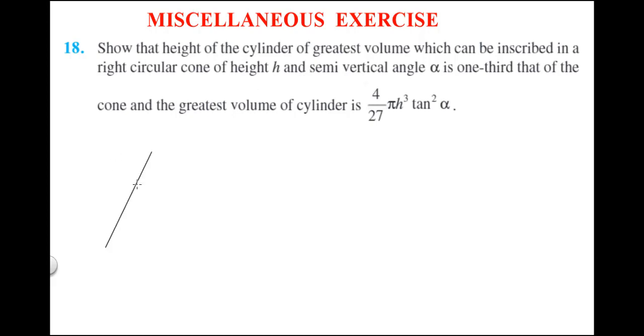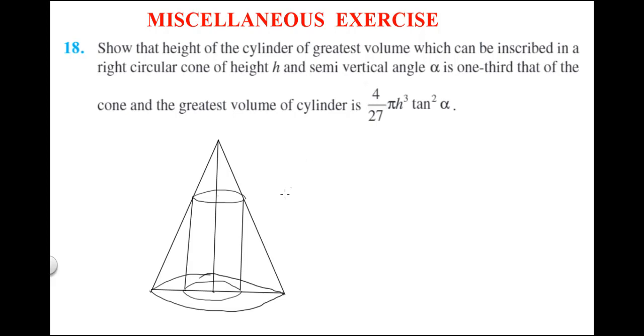So if I draw a cone, as you can see, there is a cylinder which is inside this right circular cone of height h. So height h is of what? Show that height of cylinder of greatest volume which can be inscribed in a cone of height h. So this small h is the height of cone. So that means this complete line is the height and this is given as equal to small h. This is small h for us.